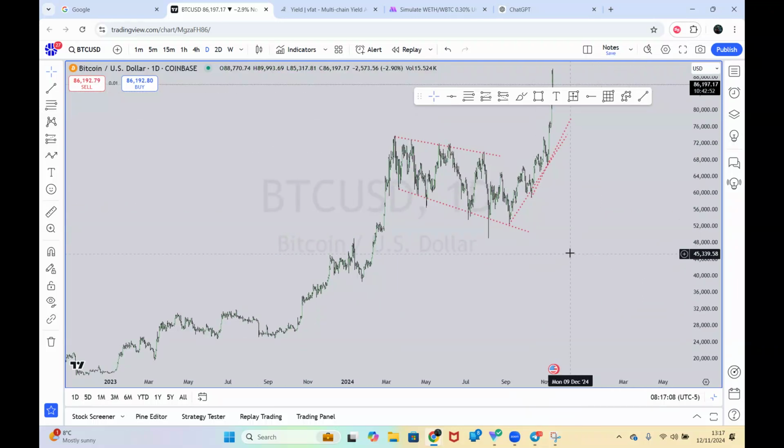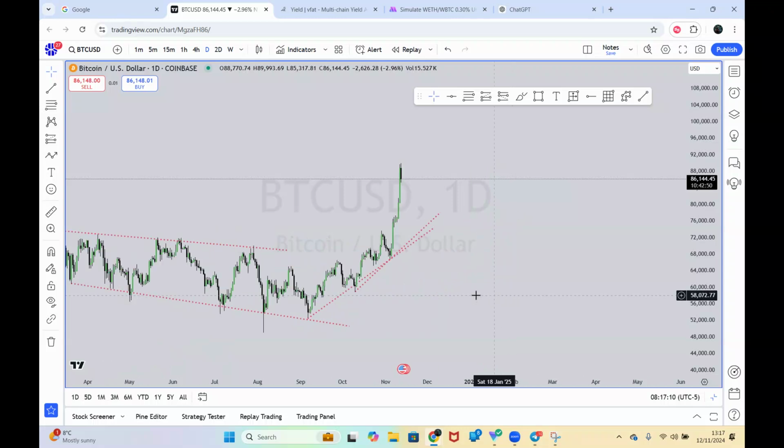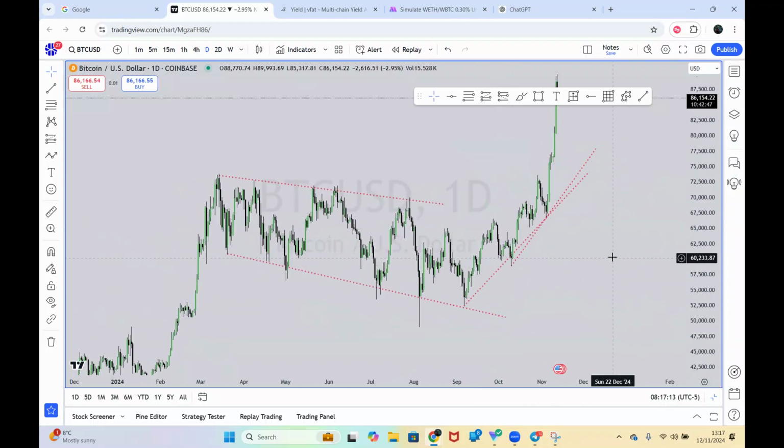So I think that's all I wanted to share in terms of trend lines. In the next video, we'll have a look into market structures.